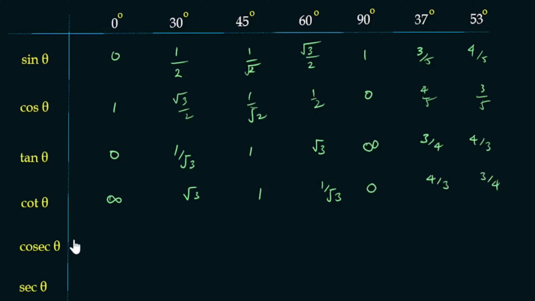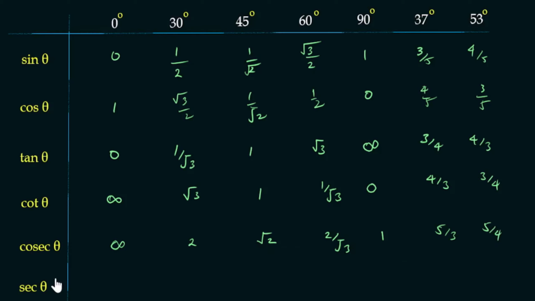Cosec theta is simply the reciprocal of sin theta, this is infinite. This will be root 2, and root 3 by 2's reciprocal will be 2 upon root 3. This is 1. Here we will have 5 by 3, and this is 5 by 4.